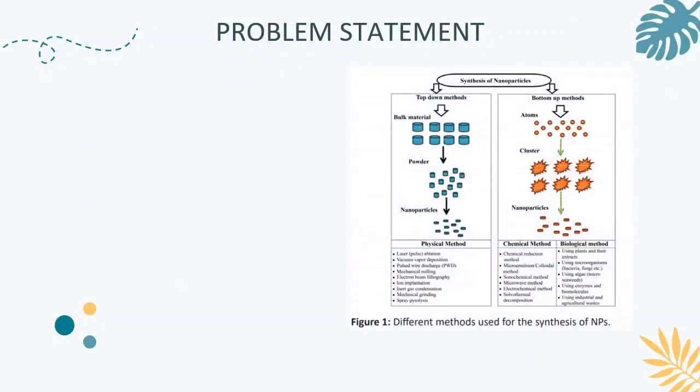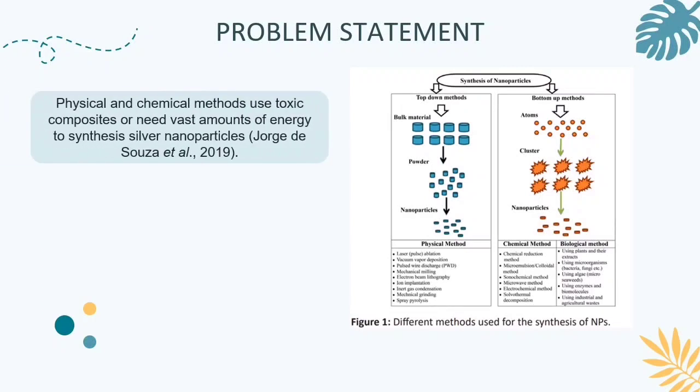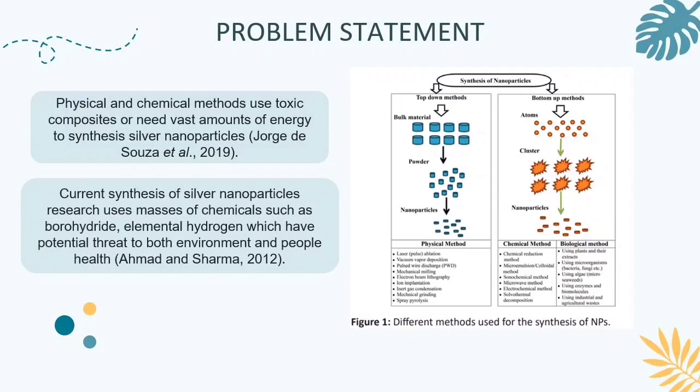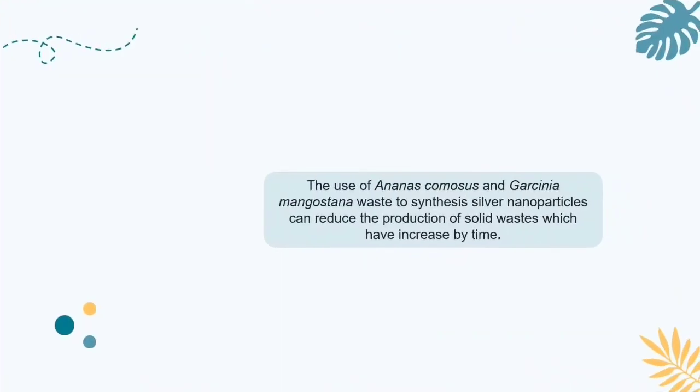Different methods are used in the synthesis of nanoparticles as shown in the diagram. Physical and chemical methods use toxic composite or need vast amounts of energy to synthesize silver nanoparticles. The current synthesis of silver nanoparticles research use methods of chemicals such as borohydride and elemental hydrogen, which have potential threat to both environment and people health.